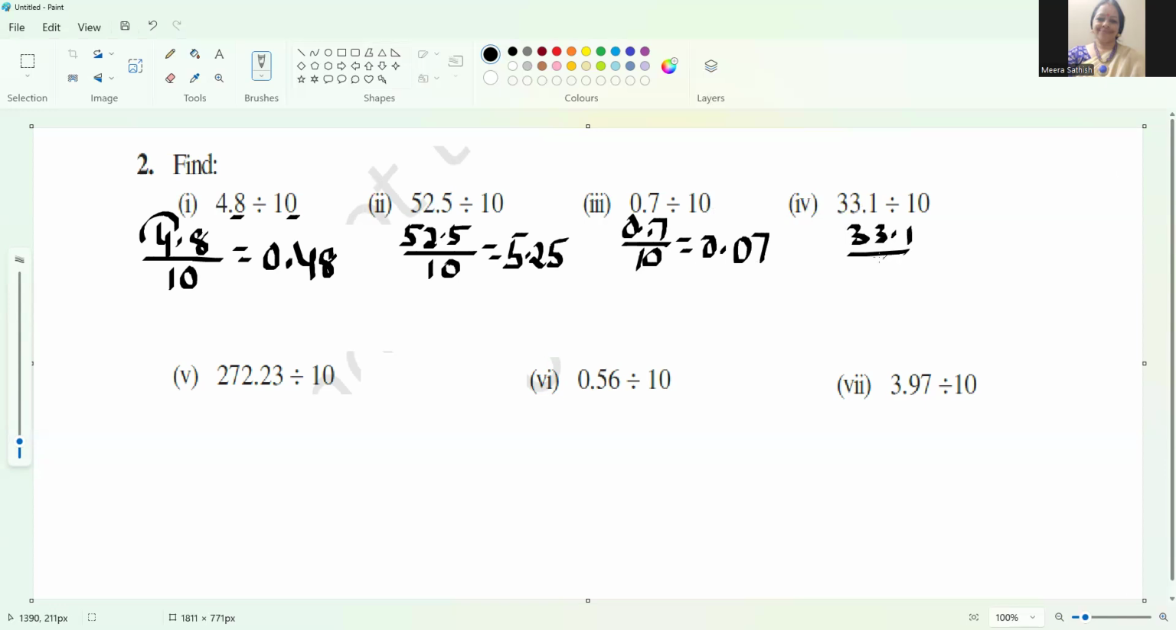Now 33.1 by 10. Again, already 1 decimal in the numerator, 1 more decimal to be added to that. So 2 decimal places will come. So 3.31. Here, 272.23 by 10. So the numerator has 2 decimal places, the denominator 1 zero. So 2 plus 1, total 3 decimal places to come. So 27.223.